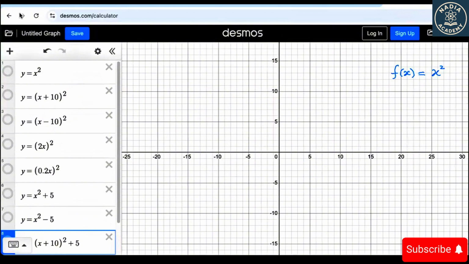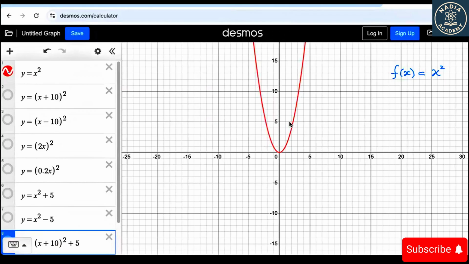So how would this graph look? Because it is a quadratic, it will simply be a parabola. Here we have y equals x squared, and then we have a simple parabola.